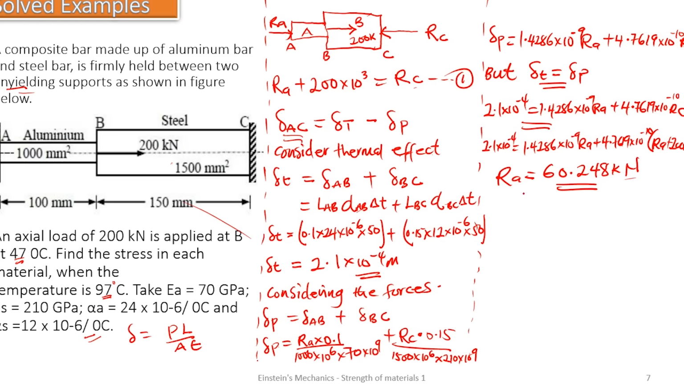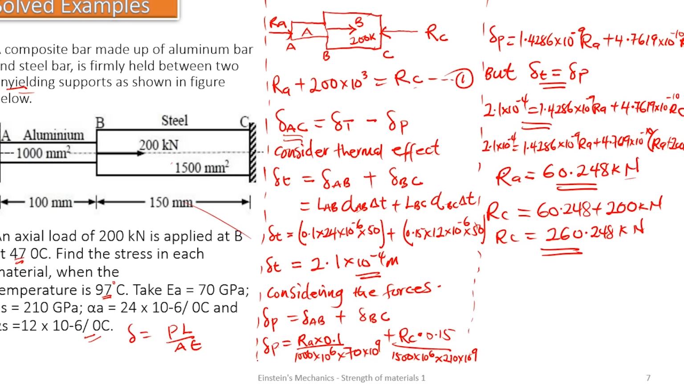That's interesting. So let's look at RC. RC will be from equation 1. I have RA, so my RC is now going to be 60.248 plus 200 kilonewton. They are all in kilonewton. So RC is going to be 260.248 kilonewtons. So we have our reactions, which is the same force acting in member A and member B.